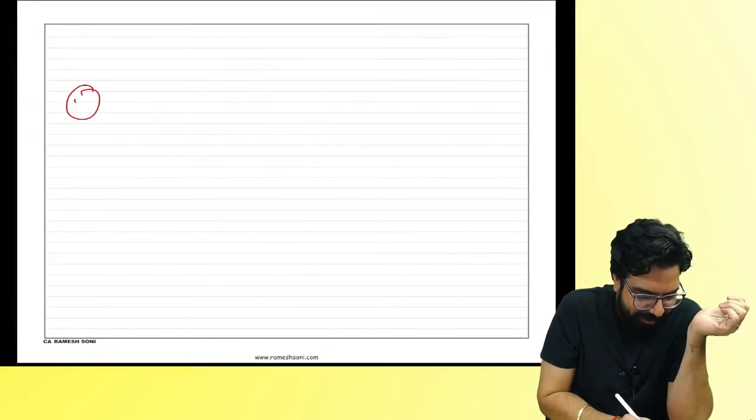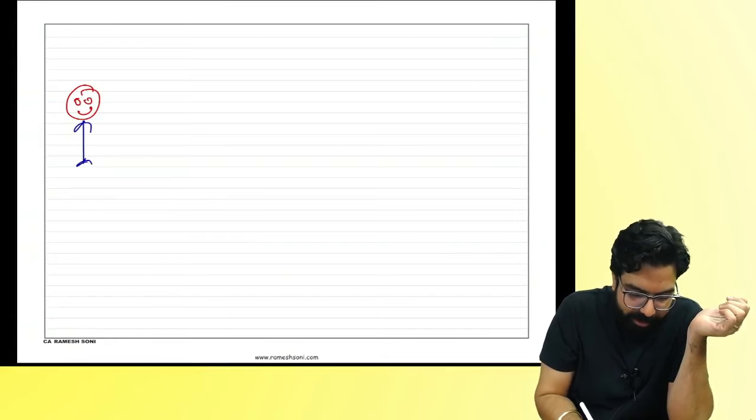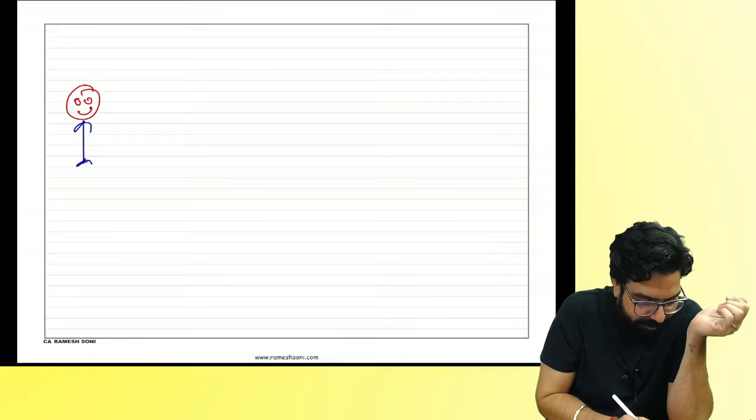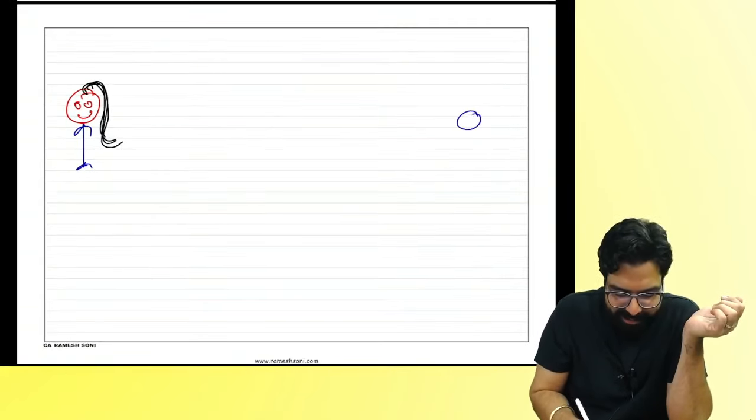He is telling there is a girl. Okay, everyone. Very funny example. Okay, we'll draw so that everyone can understand. This madam has long hairs. Okay, this is one person.